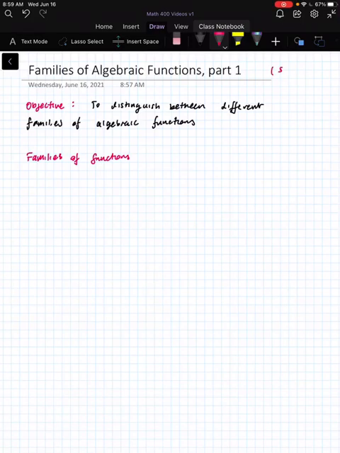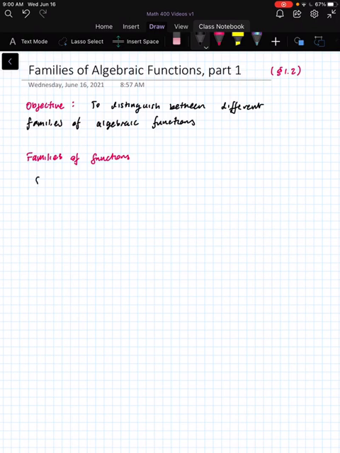In this video, we're continuing our exploration of section 1.2, and our objective is to distinguish between different families of algebraic functions. These are functions that we've encountered in the past, but we're going to be talking about them in a very broad setting, and our ultimate goal is to be able to use these effectively in our study of calculus. So, to overview, what is a family of functions?